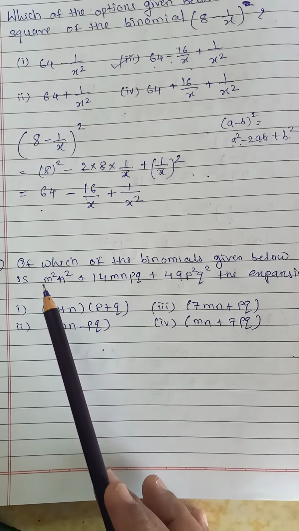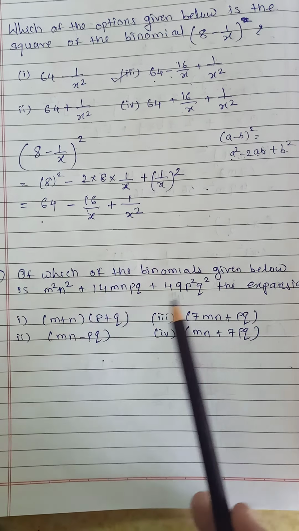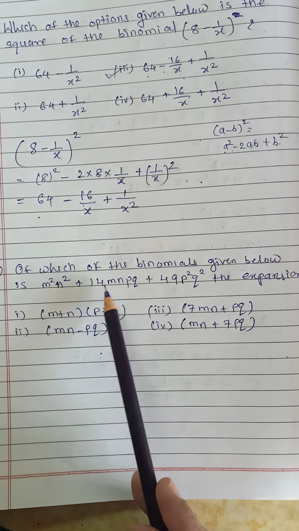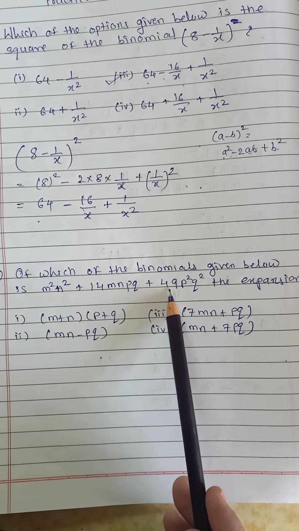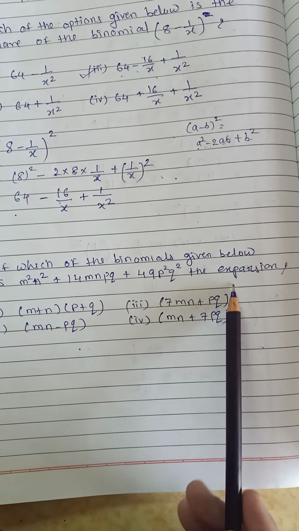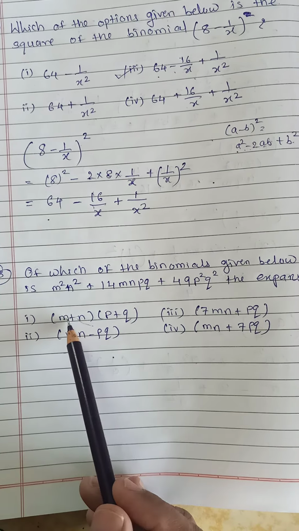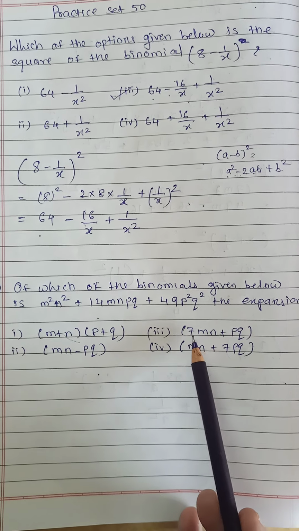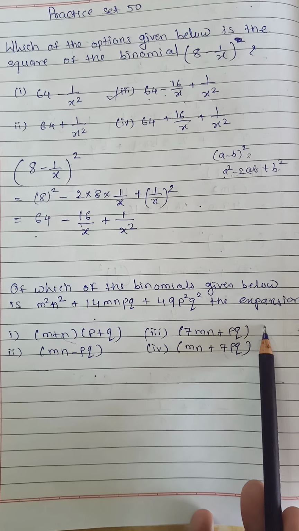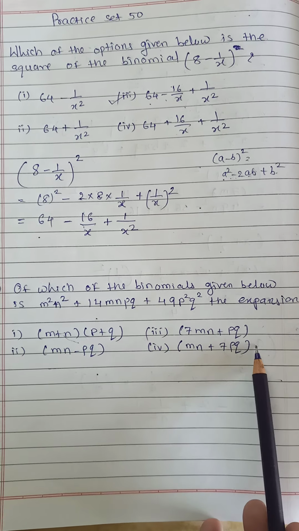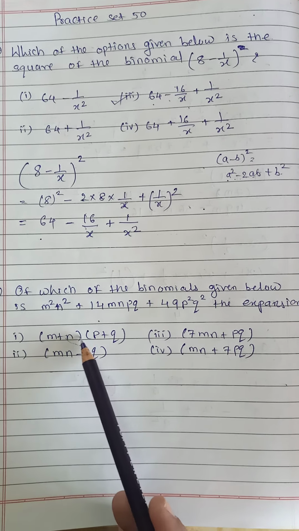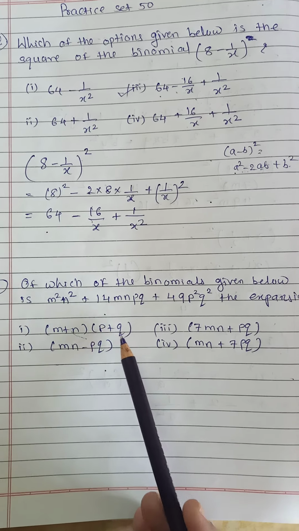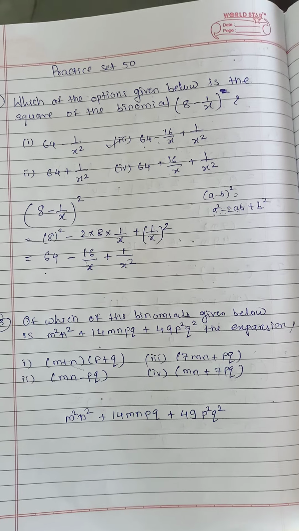Third question: which of the binomials given below has the expansion m square n square plus 14mnp cube plus 49p square q square? So we have to find out whose expansion this is, that means whose square. Is this the square of (7mn plus pq) the whole square, or (mn plus 7pq) the whole square, or this square, or the multiplication of this? For this we'll write this question.